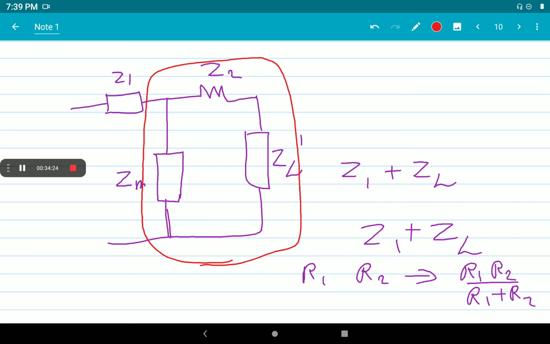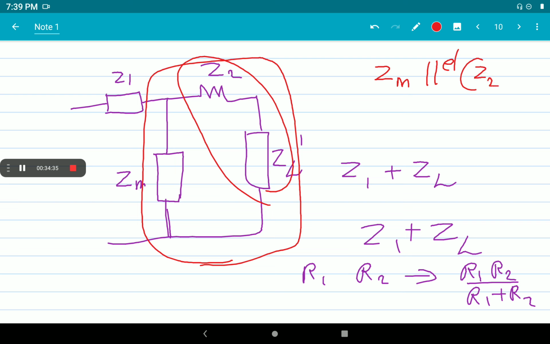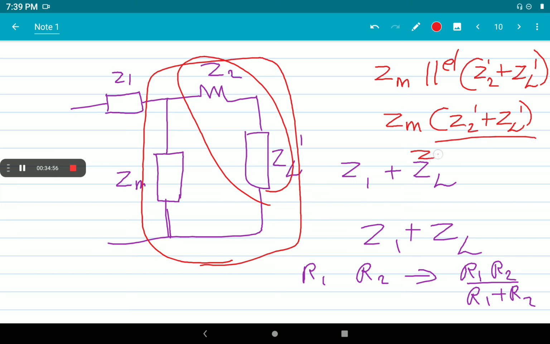Let us see here: Zm is parallel with these two components. So we can represent Zm is parallel to what? Z2 dash and ZL dash are in series, so Zm is parallel to this combination. How can we write this equation? In the form R1 into R2 by R1 plus R2: Zm into Z2 dash plus ZL dash, divided by Zm plus Z2 dash plus ZL dash.